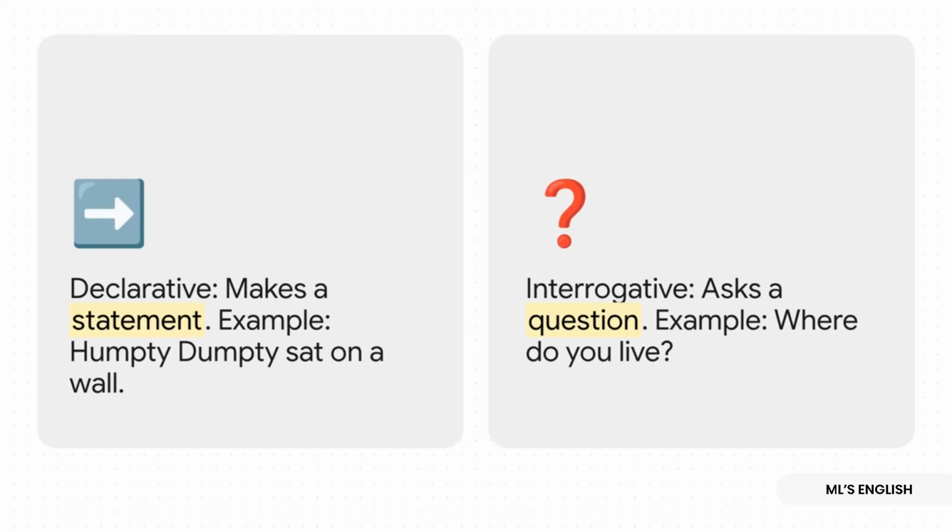When you see them side by side like this, it becomes so clear. The declarative sentence, "Humpty Dumpty sat on a wall," is just pushing information out at you. But the interrogative one, "Where do you live?", is trying to pull information in from you. See that? The flow of information is completely reversed. And that little punctuation mark at the end, a period versus a question mark, that's the signal that tells you which way the information is supposed to be going.